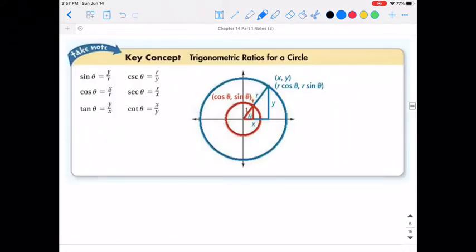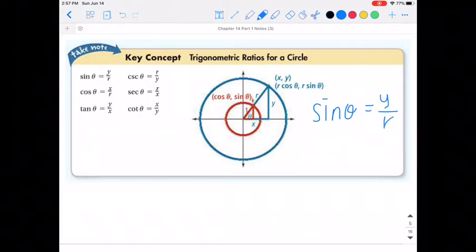And our key concept, trigonometric ratios for a circle. So now it's not necessarily the unit circle, it could be any circle. So notice now that we have a sine of theta, it's really going to be y over r. So sine of theta equals y over r in this case for any circle. We said before that sine of theta was just equal to y, but that's when we were talking about our unit circle.